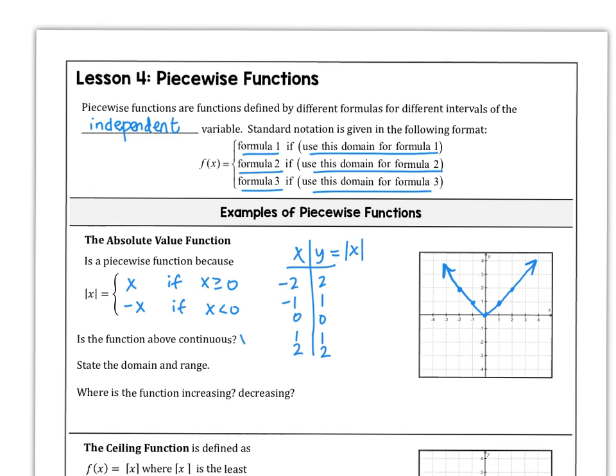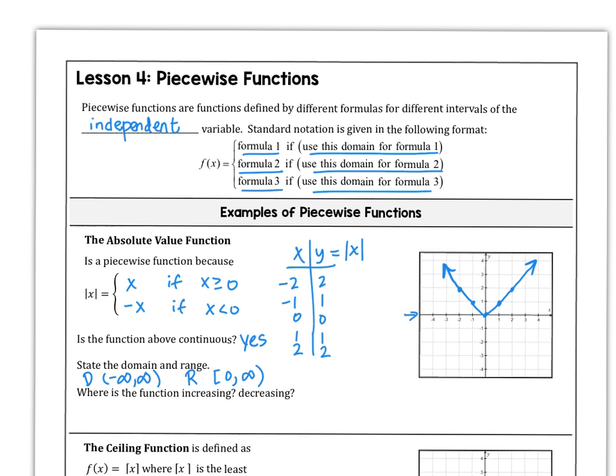Is it continuous? Yes, because you can put your pencil down and draw it without picking up your pencil. As far as the domain, there is no definite left or right. So for the domain, I know it's from -infinity to +infinity. It's all real numbers. The range, however, notice that there is a bottom y. So the bottom y is 0. So the range is going from 0, or the y's are going from 0 up to infinity.